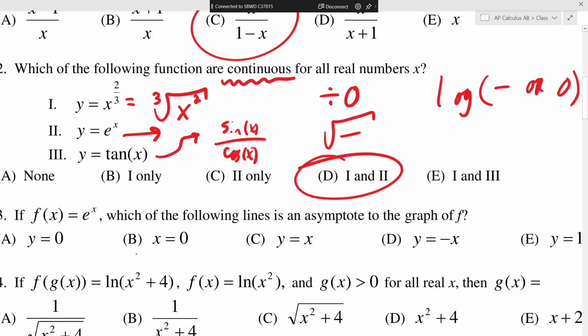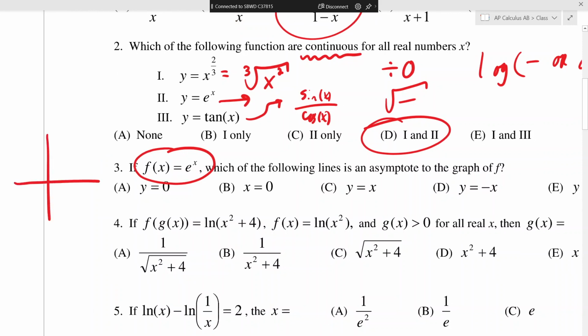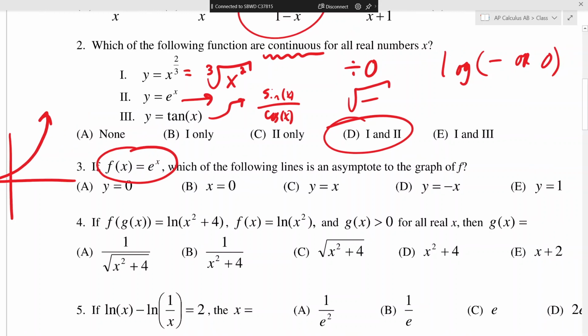Cool? Excellent. We should know what the graph of e to the x looks like. It looks like this, right? It has a horizontal asymptote at y, so a lot of times you say 0. It's y equals 0, all right? So that is right here. Okay, that again, semi-important for us, you should know that.